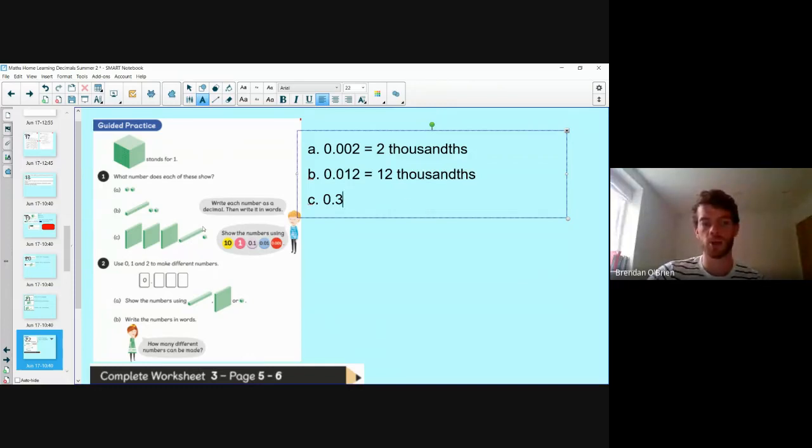How many hundredths do I have? Well, I can see here I've got 1 hundredth. And how many thousandths do I have? There's one small one. So there we go. And we can write that as 311 thousandths.